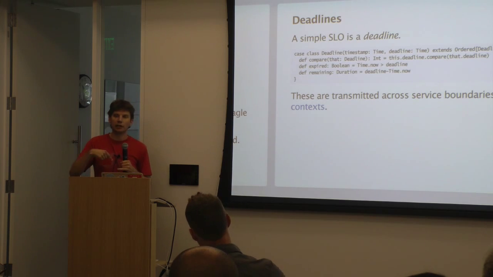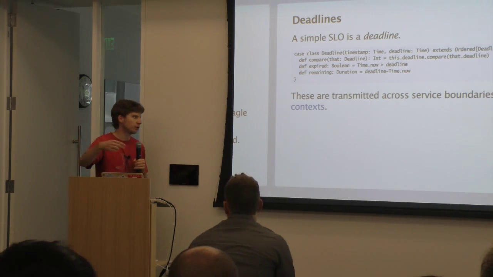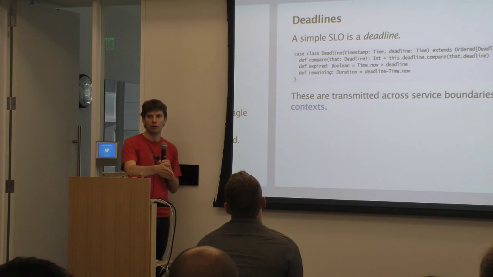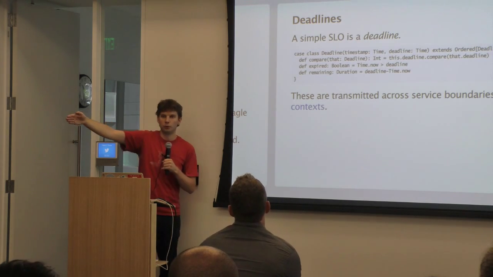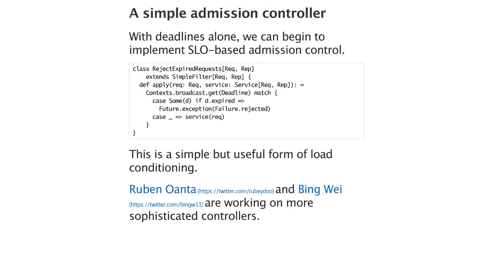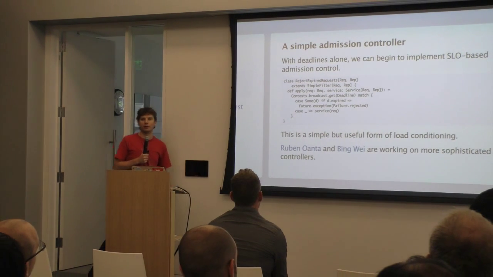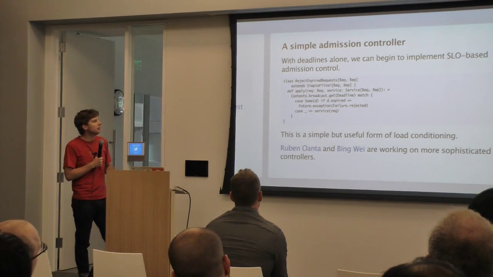And just like the delegation tables I described before, these are transmitted across process boundaries using our RPC protocols. So if you set a deadline in one system, it gets transmitted to your downstream systems. And this seemingly simple change actually allows you to do some really interesting things, even up front. So here, for example, is now a very, very simple admissions controller that simply rejects requests that have already expired, right? And so you might think, well, is that really useful?